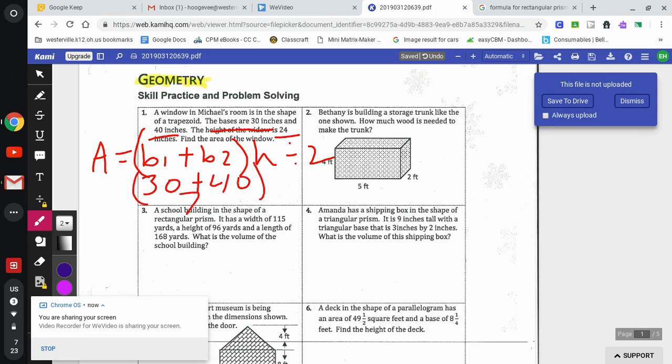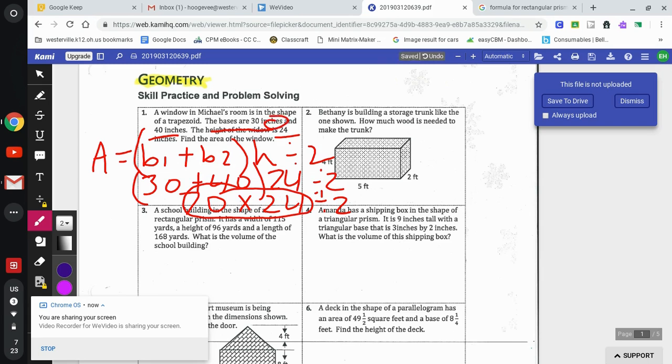And once you add that, you get 70. Your height is 24. You'll have to divide it by 2. So once you get your 70, you're going to have to multiply that by 24 and divide by 2. So remember circling your terms. I got you that far, and don't forget to label since you're using inches.